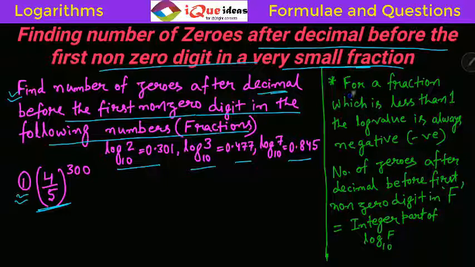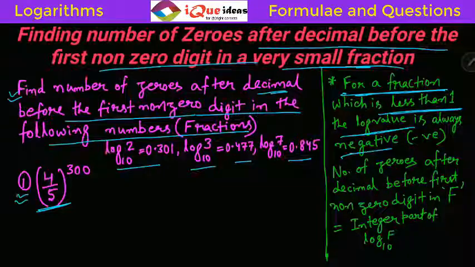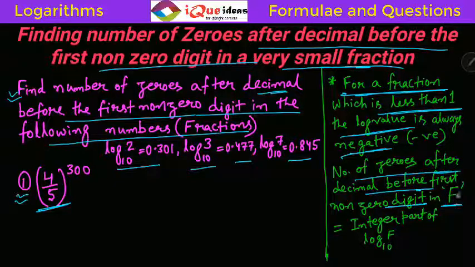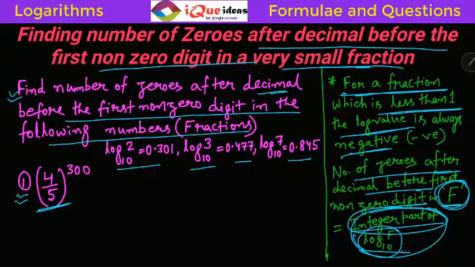It says the first point is for a fraction which is less than 1, the log value is always negative, right? And the number of zeros after the decimal before the first non-zero digit in that fraction, f being the fraction that I'm assuming, is simply equal to the integer part of that log value of f. So one point is that the log value will always be negative. Whatever log value comes, only the integer part of that number will be the number of zeros.